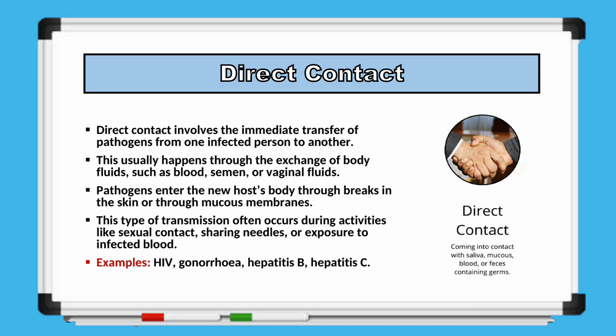Direct contact involves the immediate transfer of pathogens from an infected person to another individual. This usually happens through the exchange of body fluids such as blood, semen, or vaginal fluids. The pathogens enter the new host's body either through breaks in the skin or through mucous membranes. This type of transmission commonly occurs during activities like sexual contact, sharing needles, or exposure to infected blood. It can also take place when a person comes into contact with saliva, mucus, blood, or feces that contain harmful microorganisms. Diseases that are spread through direct contact include HIV, gonorrhea, hepatitis B, and hepatitis C.